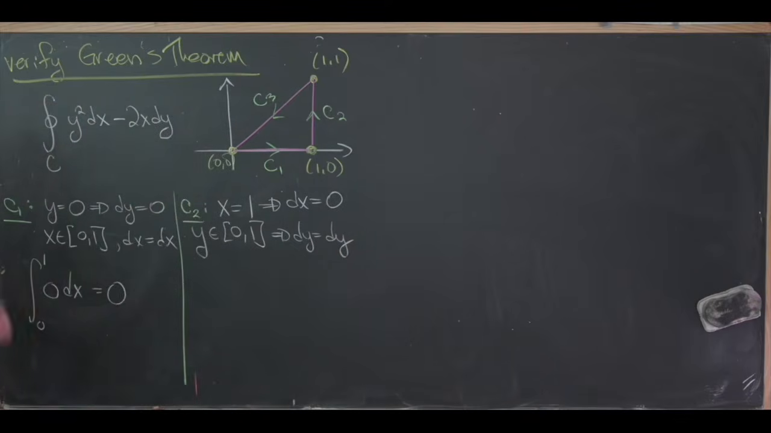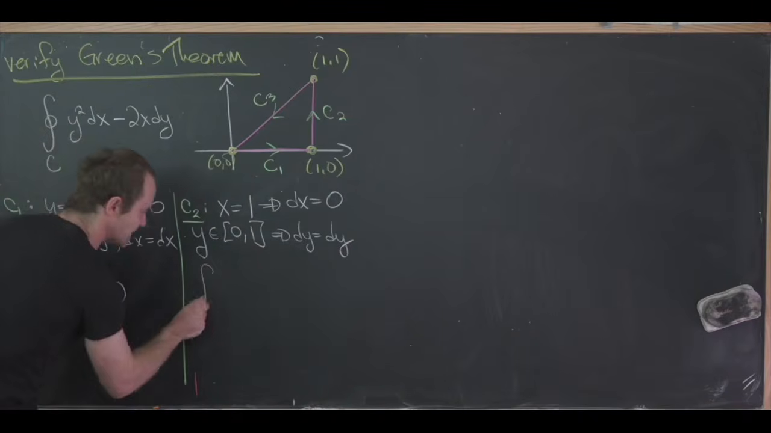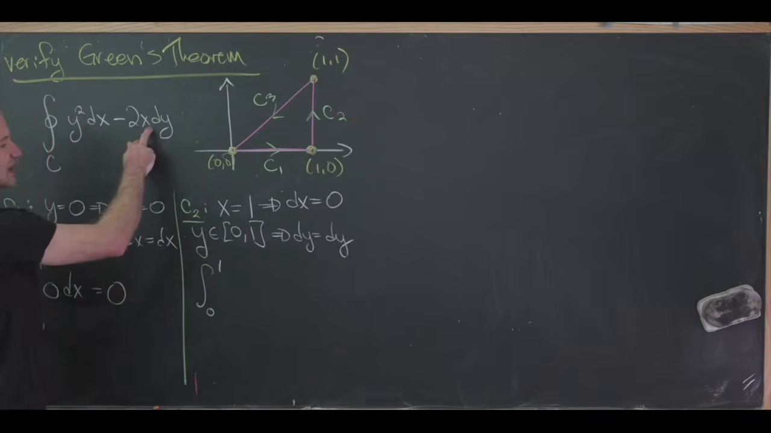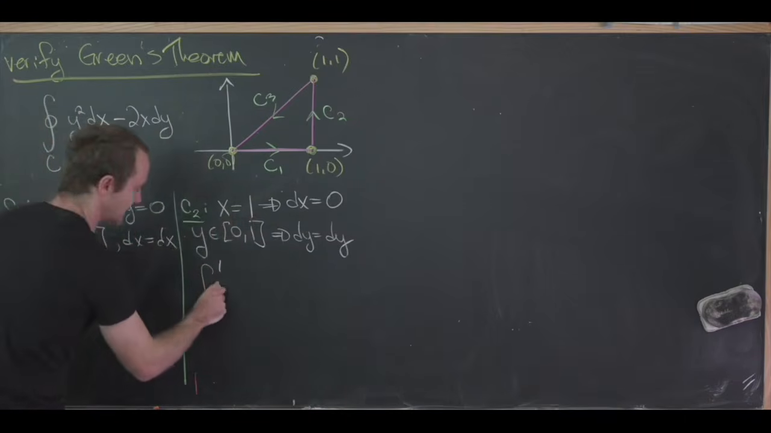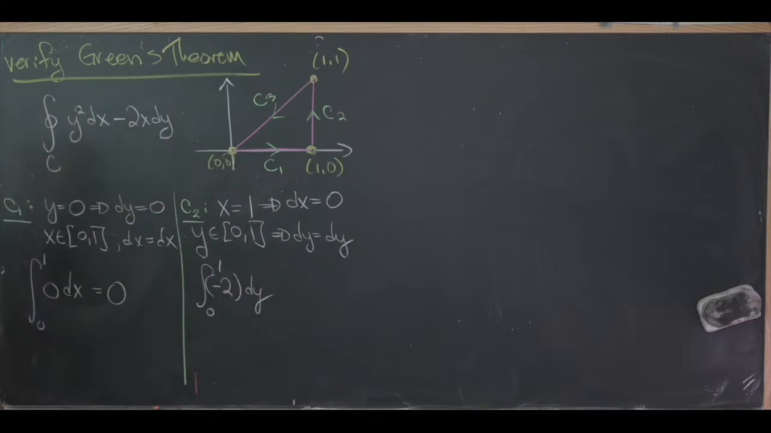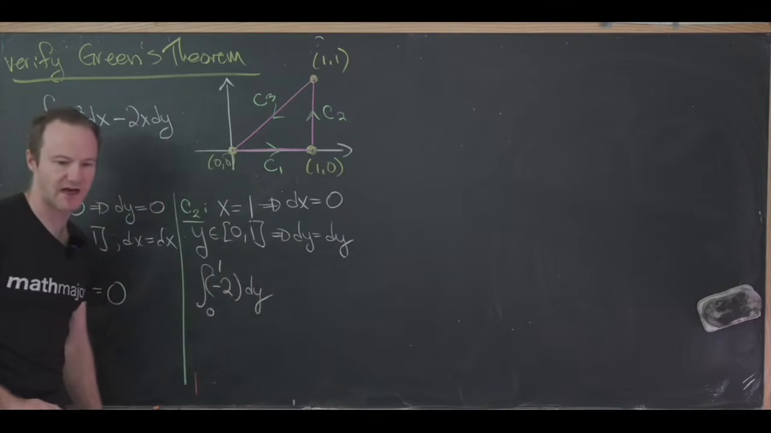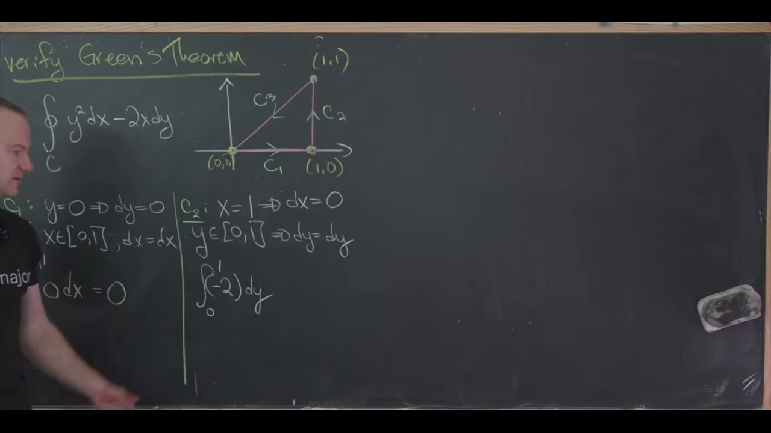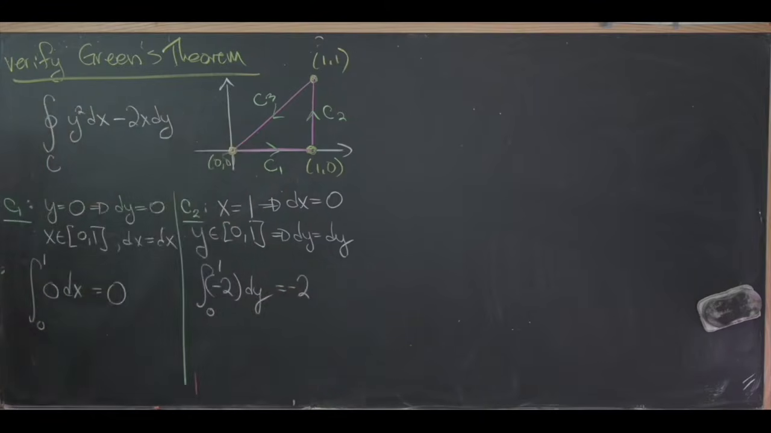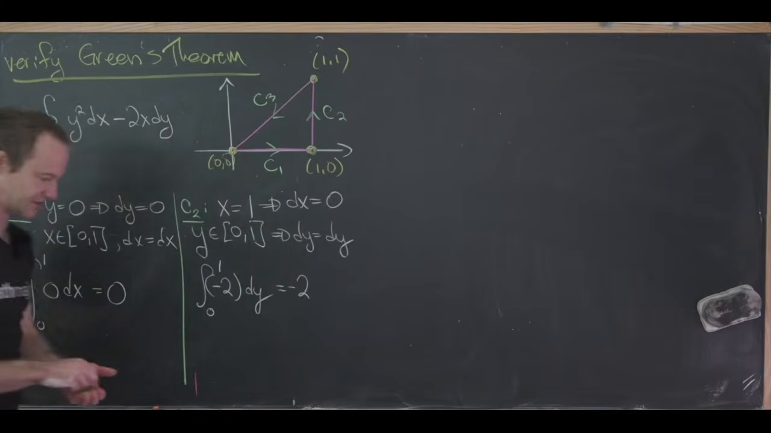Okay, so now let's see what we have. The dx part's 0, so this is gone, and then we have the integral from 0 to 1 of -2 times x, but x is 1, so that's going to be -2, and then dy. So something like that, but that's pretty easy to calculate. That just gives us the number -2. So the integral along that second curve is -2.